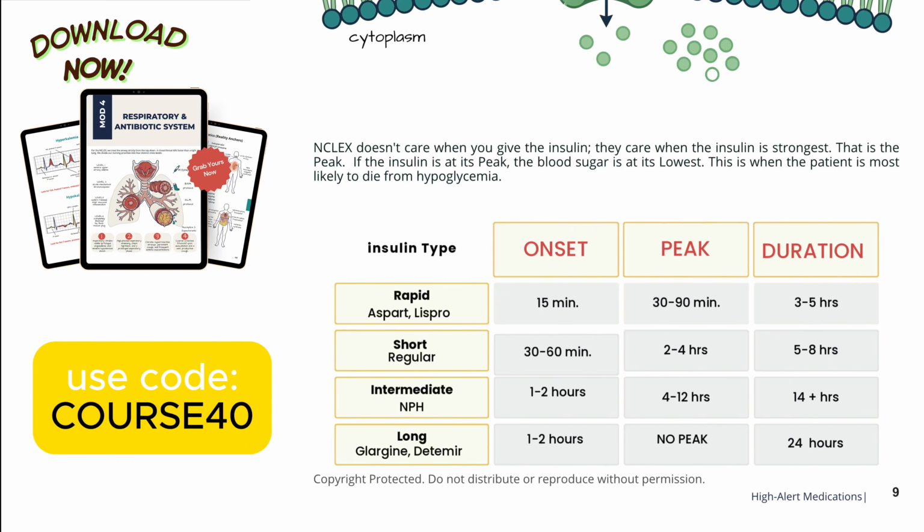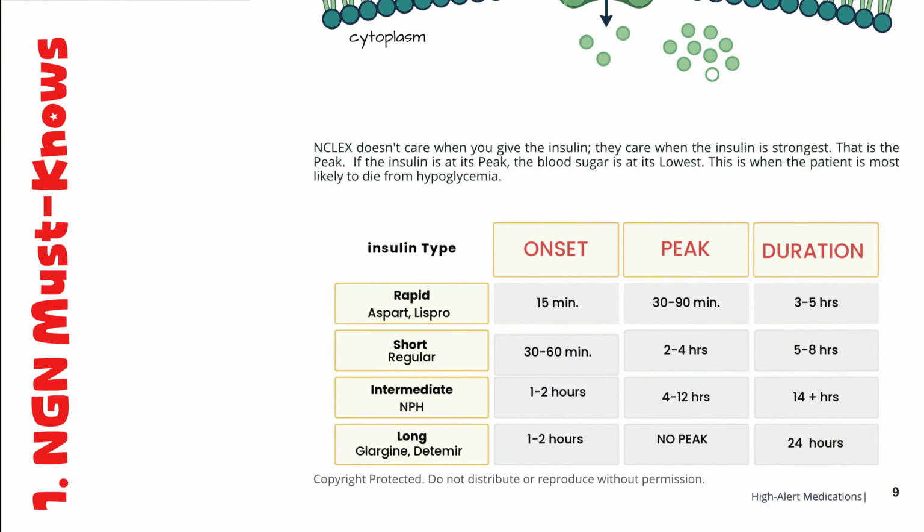Rapid-acting insulins like Lispro and Aspart, onset 15 minutes, peak 30 to 90 minutes, duration 3 to 5 hours. Never give these unless the meal tray is physically in front of the patient. Short-acting regular insulin, onset 30 to 60 minutes, peak 2 to 4 hours, duration 5 to 8 hours. And regular is the only insulin that can run as a continuous IV infusion for DKA.